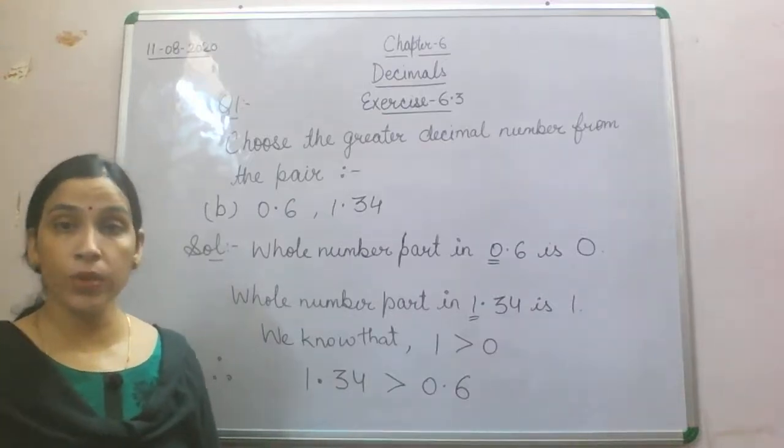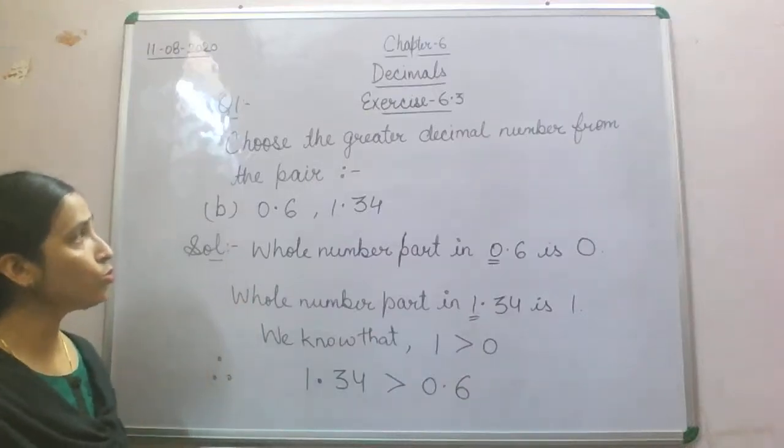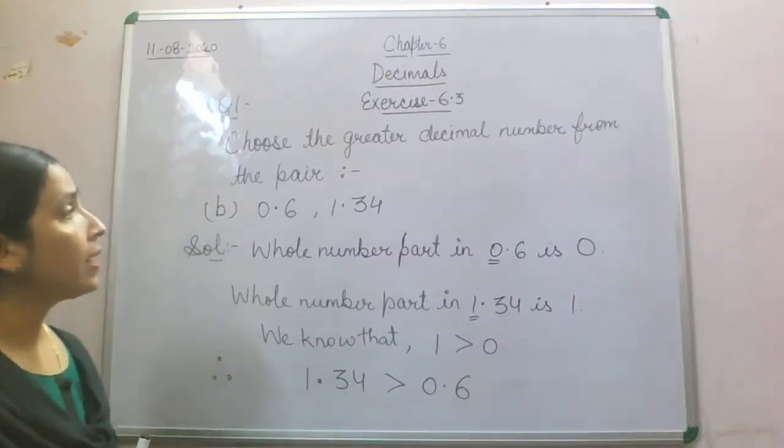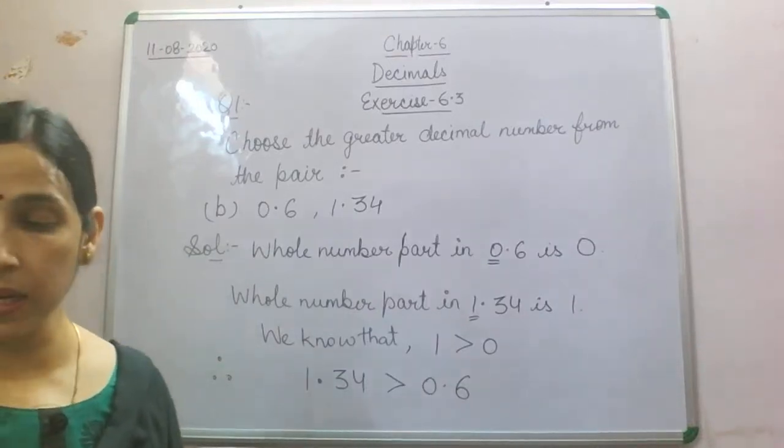Now what is the question? Why am I writing only greater? Because in the question it is asked to choose the greater decimal number from the pair. You have to choose the greater decimal number.